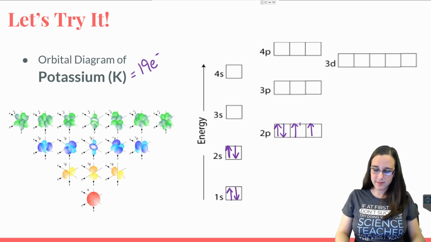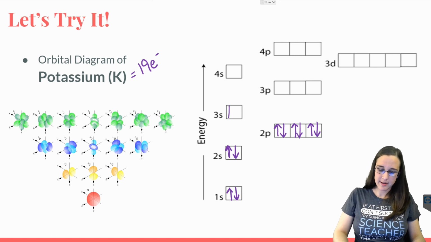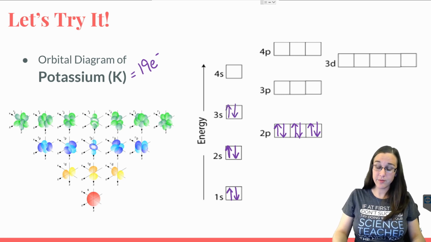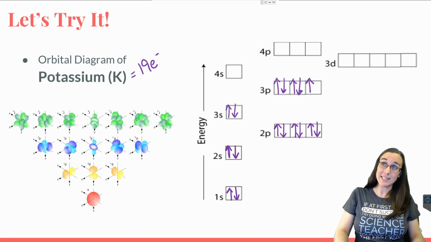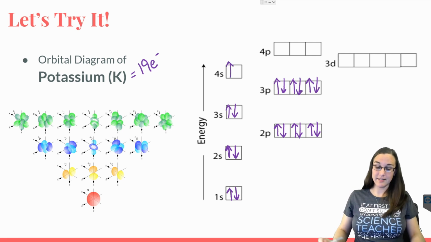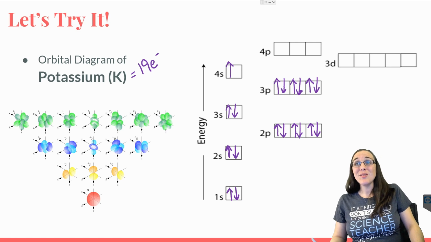8, 9, 10, 11, 12, 13, 14, 15, 16, 17, 18, and 19. That would be our orbital filling diagram for potassium. You could use this to quickly write the electron configuration.